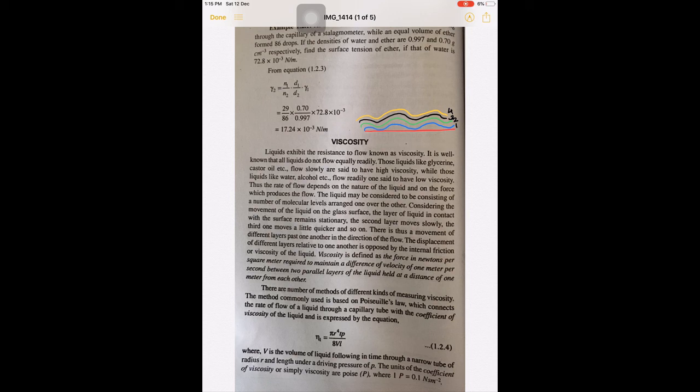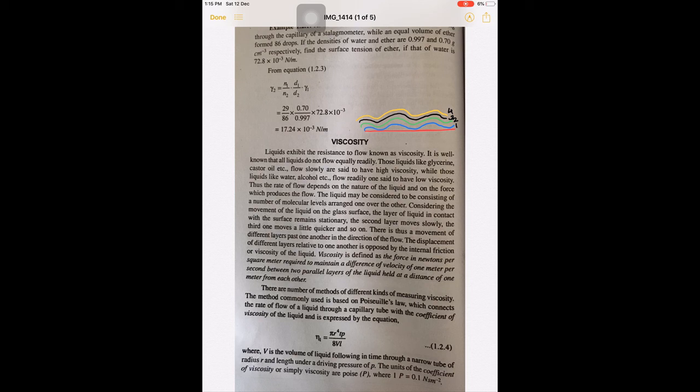So we know that all liquids do not flow equally. Liquids like glycerine and castor oil flow slowly and have high viscosity, while liquids like water and alcohol flow easily on the floor and therefore have low viscosity. High viscosity liquids are those that have more resistance to flow, and low viscosity liquids are those which have less resistance to flow. Thus, the rate of flow depends on the nature of the liquid.